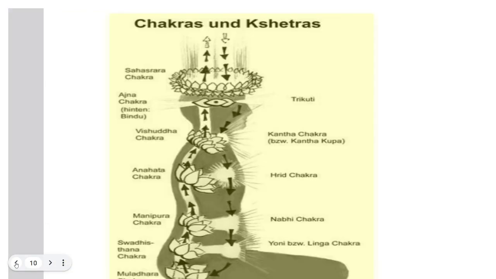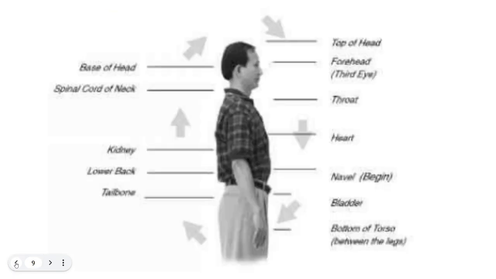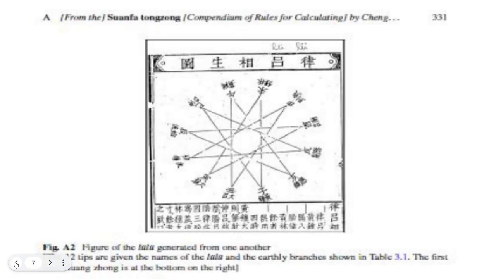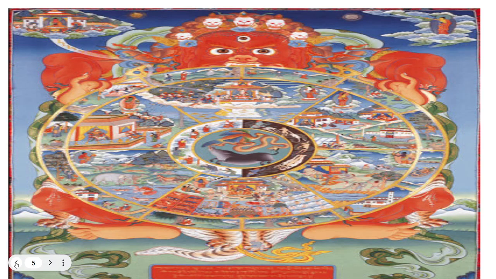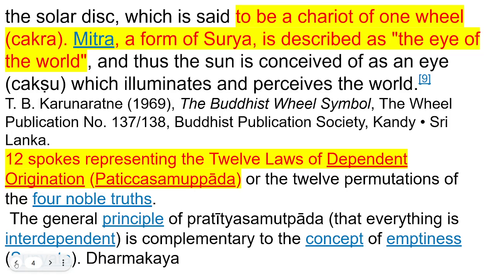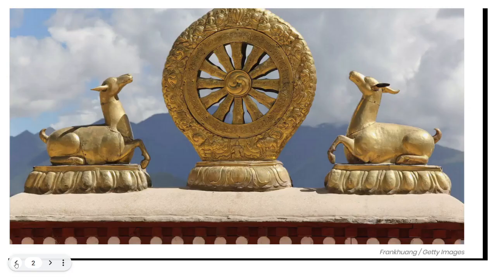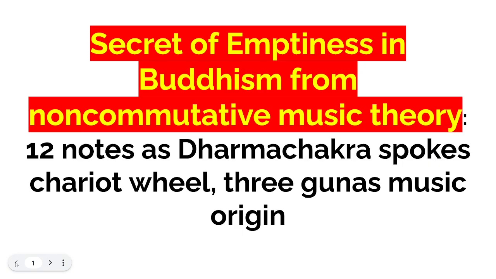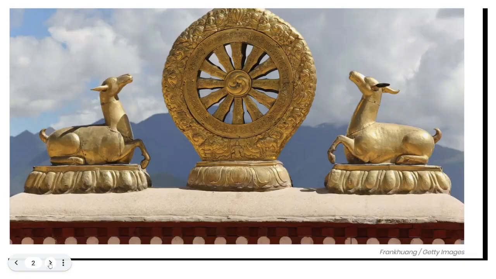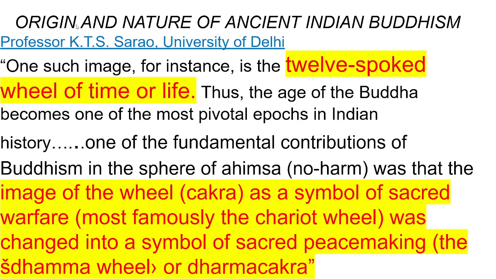So that's the end of the slideshow. That shows that the ancient connection of Buddhism and Taoism and Pythagorean Egyptian alchemy actually is the secret behind the Dharmachakra in the religion of Buddhism, as revealed by Professor Sarao.